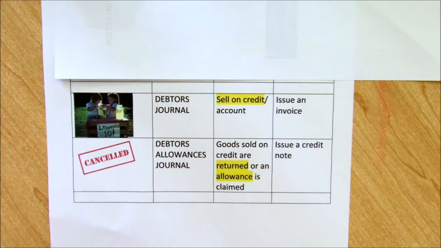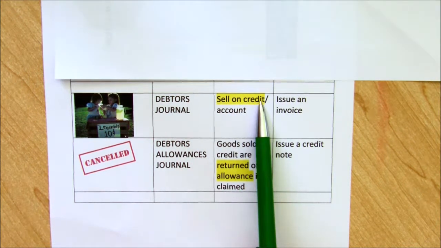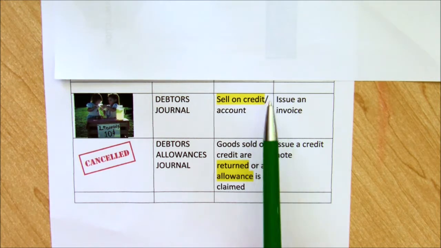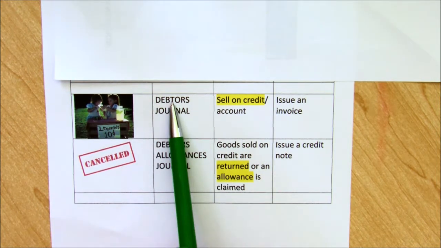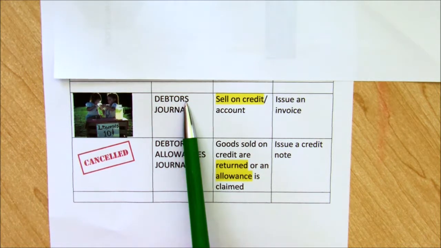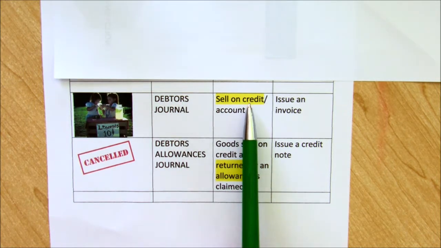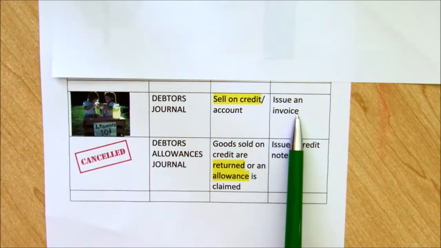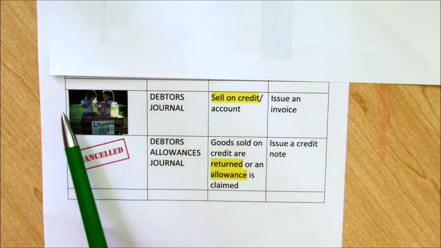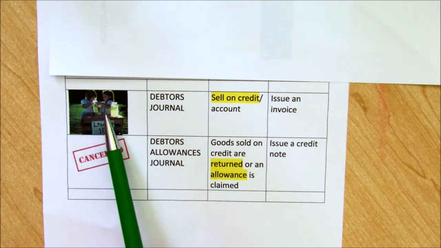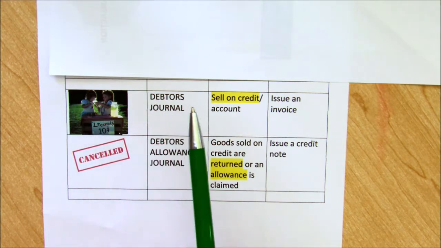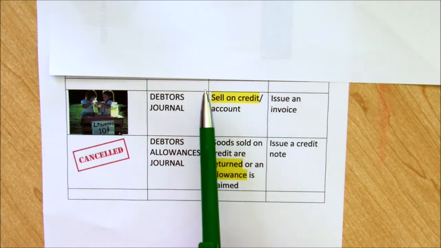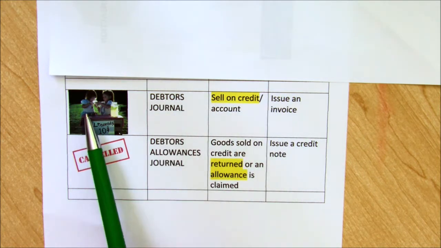Now, if it's not for cash, the second group we're going to look at is when we are selling on account, or we call it selling on credit. You're going to have debtors, that's why it's called the debtors journal. Debtors, people that owe you money. So you're selling on account, and you will issue the person that you're selling to an invoice. Now that gets recorded into a debtor's journal. So the minute you see anything to do with selling on credit or on account or issuing an invoice, those are all words that will tell you that you're going into the debtor's journal.